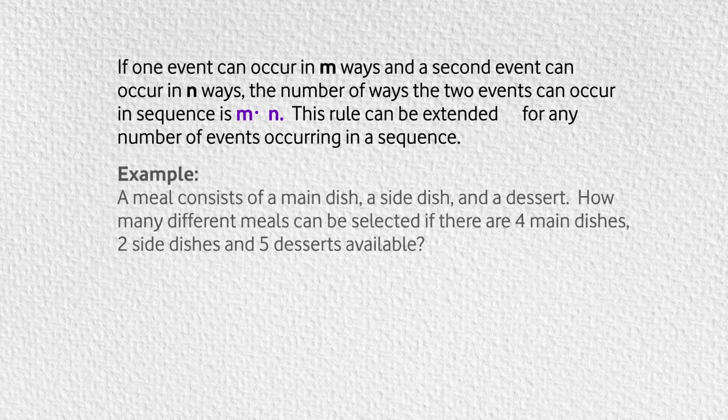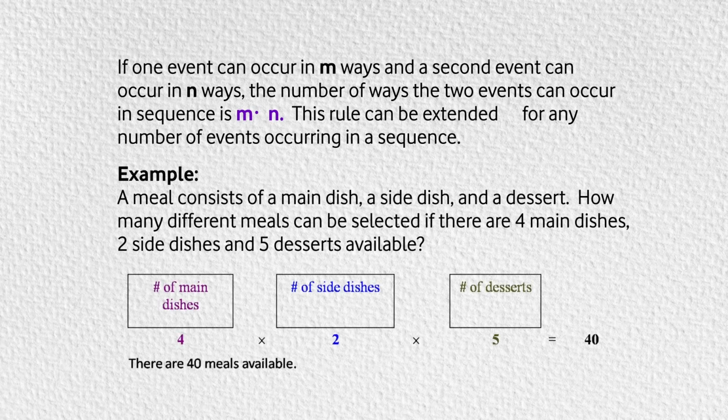So if we take an example, a meal consists of a main dish, a side dish and a dessert. How many different meals can be selected if there are 4 main dishes, 2 side dishes and 5 desserts available? So this is the manner by which we have done it: main dishes, side dishes and desserts. So there are 40 meals available, and this is the answer.